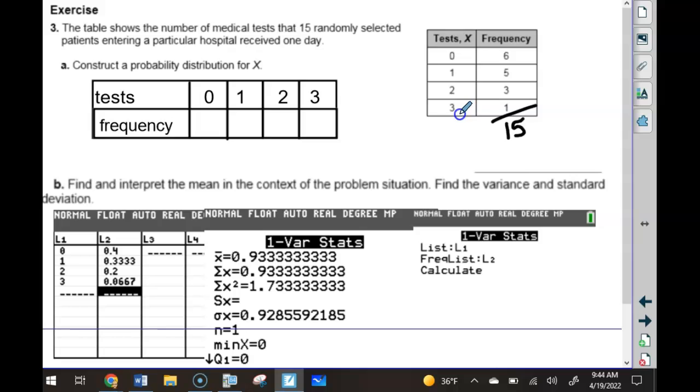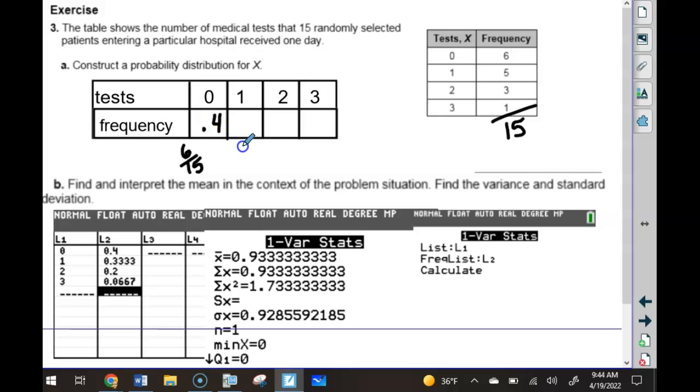So what we need to do is figure out the probability of getting 0 tests done. So 6 out of 15 people had 0 tests done. Can somebody do 6 divided by 15? Looks like is it just 0.4?